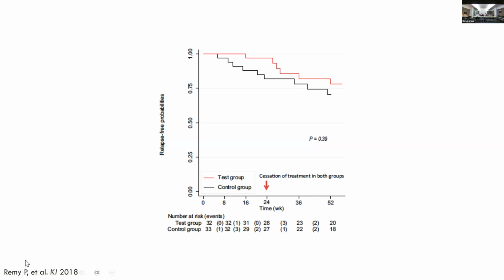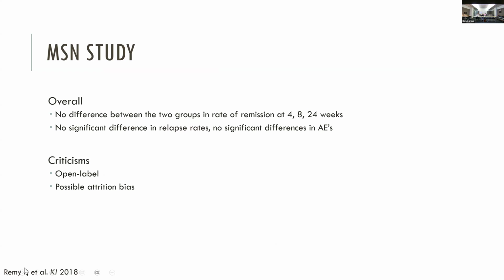So this is the initial relapse-free probability range, and this is the test group for the Myfortic group versus the control group. Basically they were on treatment for 24 weeks, and then they were followed for 52 weeks. And the outcome was that there really was no difference between the 2 groups in the rates of remission at 4, 8, and 24 weeks. And there was really no significant difference in relapse rates, no significant difference in adverse outcomes. Criticisms with this trial were that it was open label and there was some attrition bias.